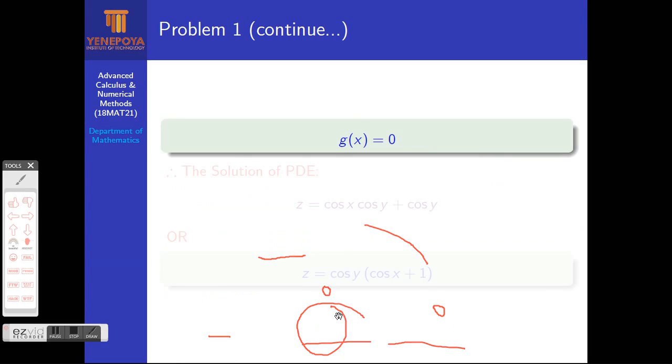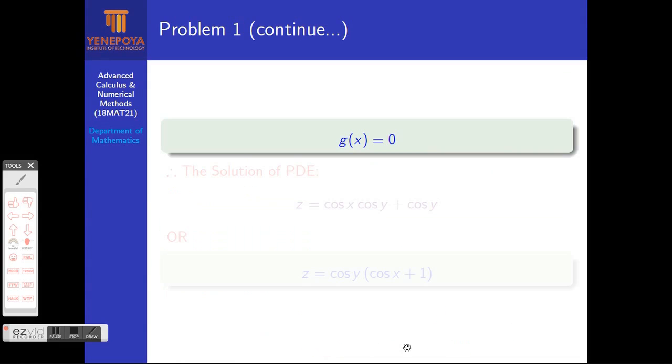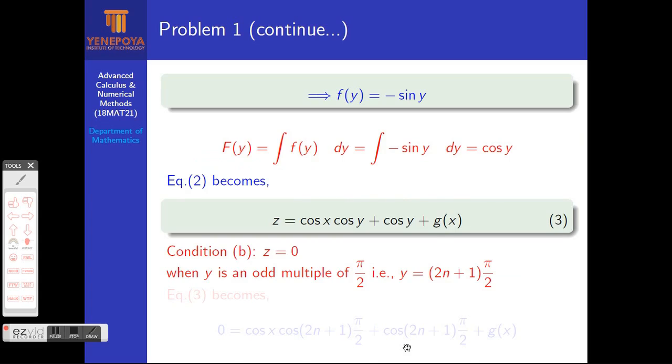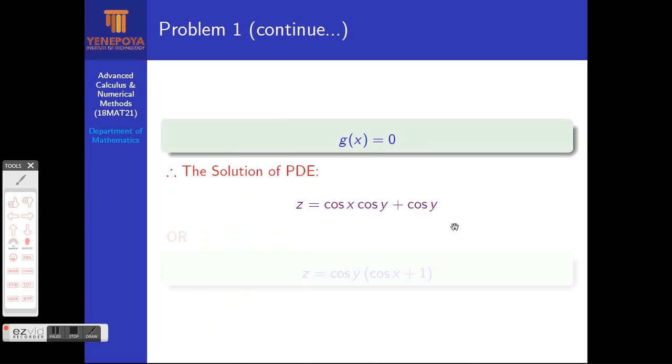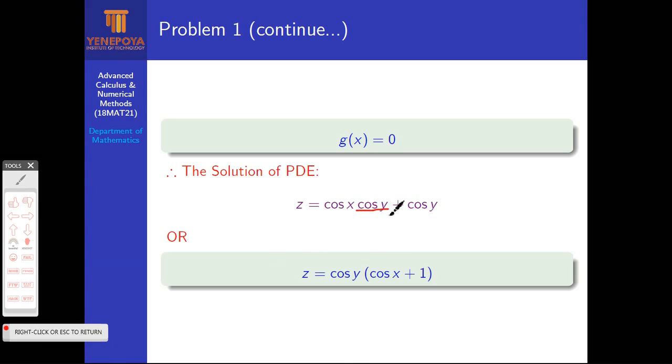Hence 0 plus 0 plus g(x) equals 0, or g(x) equals 0. Substitute this in equation number 3. With g(x) equal to 0, z = cos x cos y plus 0. Or you can write z = cos y, taken out as common, times (cos x + 1).